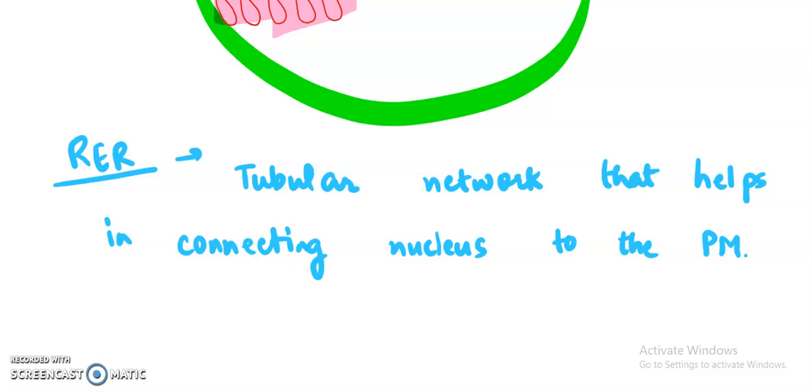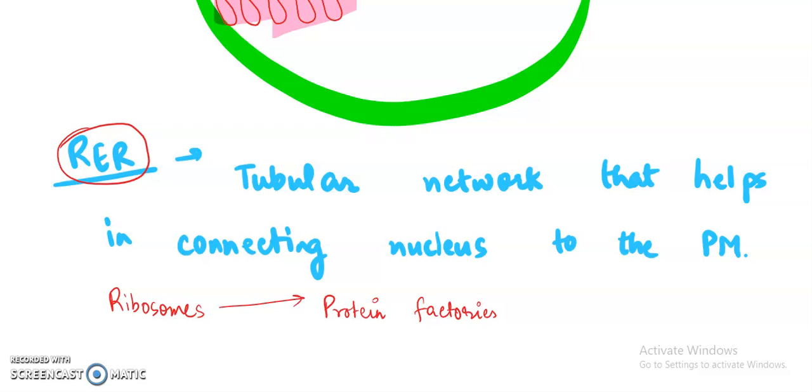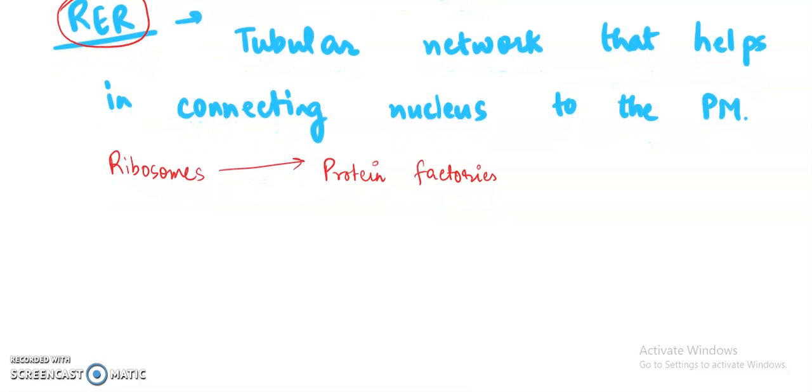Now as rough ER contains ribosomes on its surface, and ribosomes, as we already know, we have studied in grade 8, are known as the protein factories. So what would be their basic role? Their basic role will be that they help in protein synthesis. So if someone asks you in which part of the cell protein synthesis happens, protein synthesis generally happens on the RER because they contain ribosomes, and it basically happens in the cytoplasm of the cell. So their major role is that they help in protein synthesis.